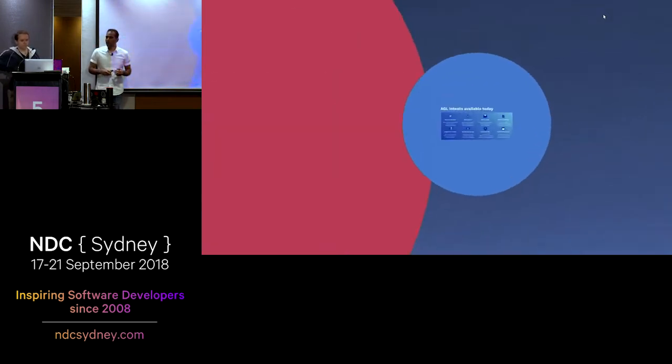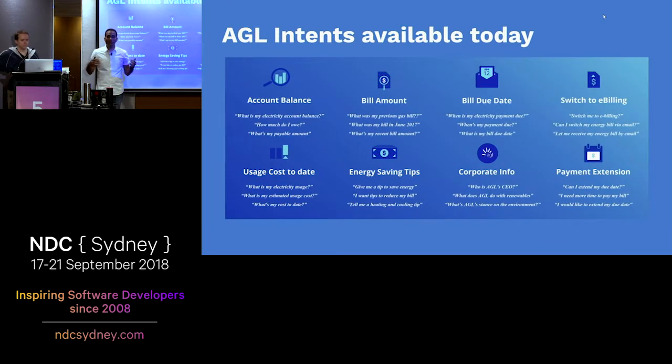And we built about 8 intents so far. So you can ask for energy saving tips. You can find out what your account balance is. If you want to find out what your due date is, you can ask that. You can even ask things like, who's AGL CEO? It'll answer those questions for you as well.